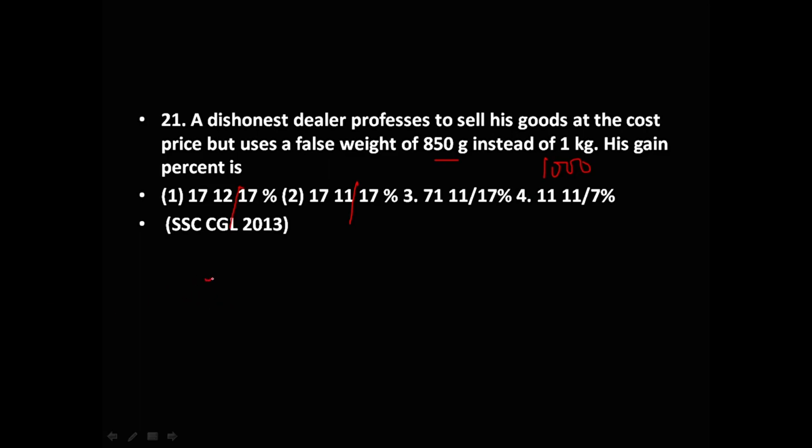When he's selling 850 gram, he is actually getting a profit of 150 gram. Because the actual weight is 1000 grams, so his profit is 150 gram. 1000 minus 850, 150. Profit in weight.